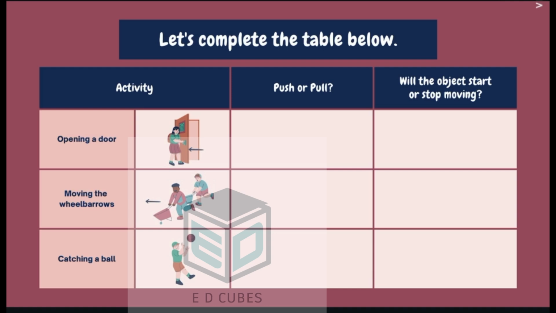Catching a ball. Let's assume a ball is coming towards you, and you have to catch it. When you catch it, what kind of force do you apply? You definitely apply a pull force. You apply a pull force in order to hold the ball firmly. So here what happens, when you apply the force on the ball and when you hold it in your hand, the movement of the ball stops. That means it is a kind of pull force, and the object stops moving. Clear?